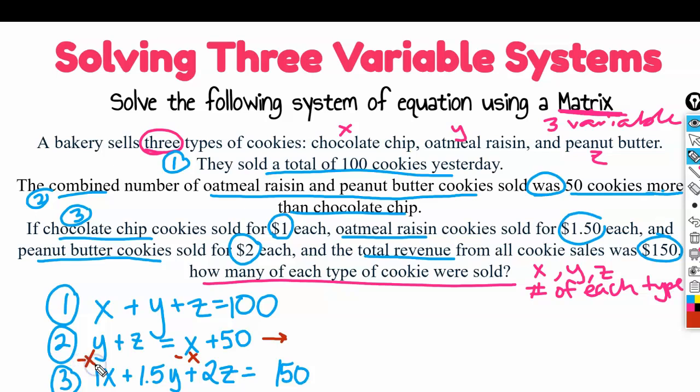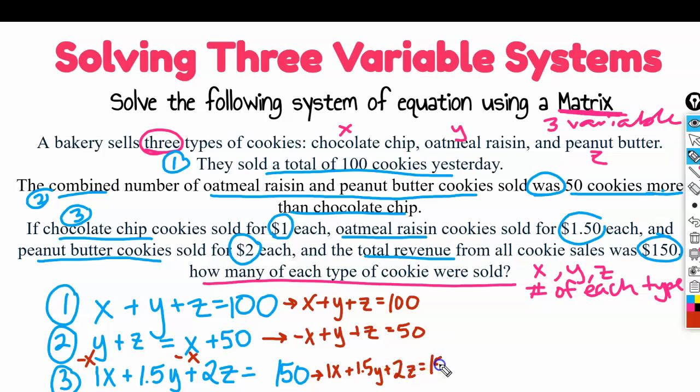So really, this stays the same, x plus y plus z equals 100. Now this changes to negative x plus y plus z equals 50. And then this is the same one: 1x plus 1.5y plus 2z equals 150. And so I make my matrices. I have 1, -1, 1.